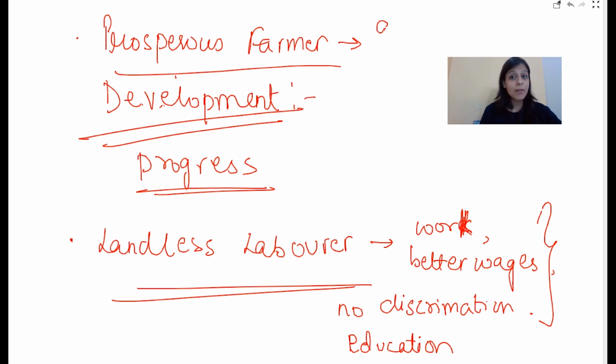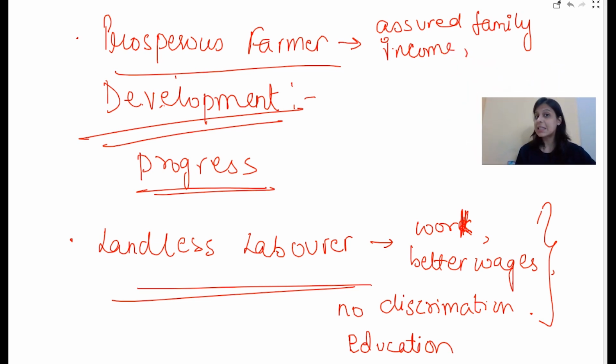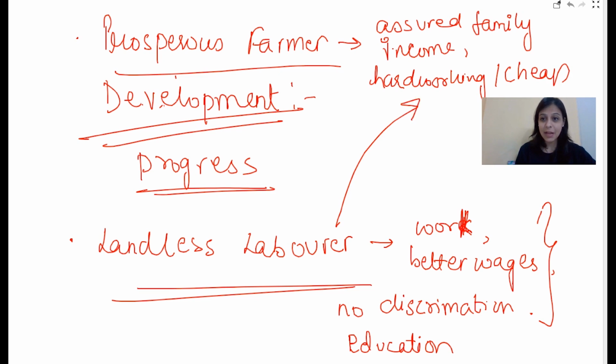Then he might be looking for some sort of assured family income, because you know that farmers rely basically on the monsoon, and if the monsoon is not good, of course the harvest gets affected to a great level. Also, this prosperous farmer might be looking for a hard working and very cheap laborer. So here the laborer comes into the picture. So this person again has a different set of developmental goals.